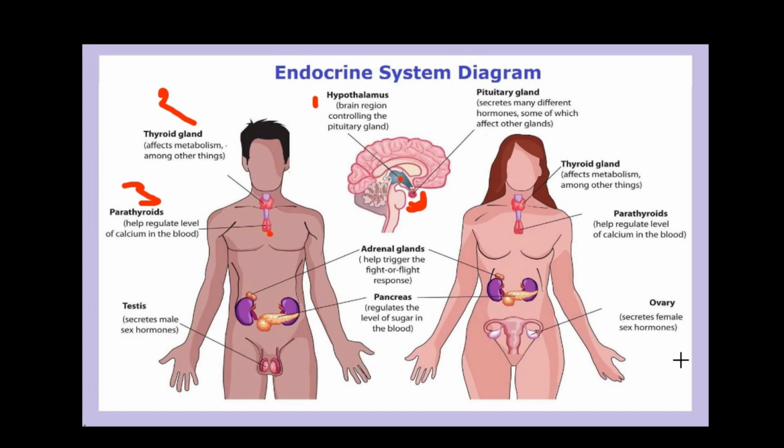Then we have the ovaries, which secrete the female sex hormones and produce those secondary sexual characteristics in females. And then we have the parathyroid gland. You won't hear much about that, but it controls the levels of calcium in the body. And we have the thyroid gland, which affects metabolism among other things.